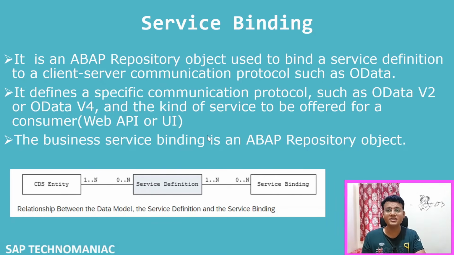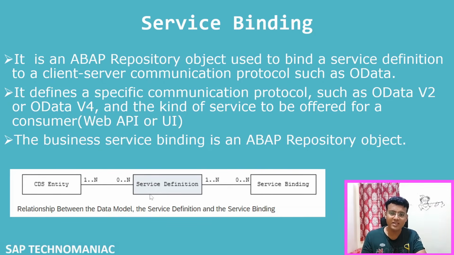And third thing, the business service binding is also an ABAP repository object, so whatever we can do with a normal object, we can do with this object. If we look at the relationship, one service binding always has one service definition. Without a service definition, you can't create a service binding. In the same way, one service definition always has at least one CDS entity or business object that we want to consume. But in one service definition there can be n number of CDS entities, and in one service binding there can be n number of service definitions.